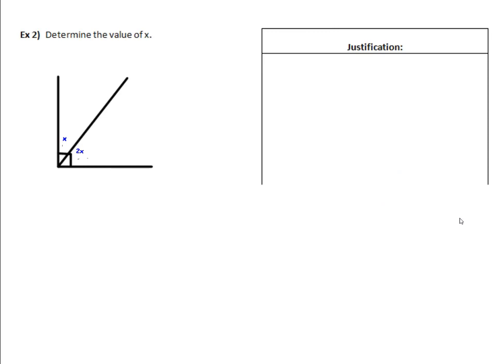Next example, determine the value of x. This looks tricky, but remember, if we're using our CAT, because it's a corner here, it's just x is our first angle, right? Plus 2x, which is our second angle, and it's going to equal 90, right? We can solve this. We just collect like terms and solve for x. You guys have done this before. X plus 2x is just 3x equals 90. Okay, now we have to get rid of the 3. To get rid of the 3, we have to divide both sides by 3, and we'll get x equals 30. Done. Remember, cat's in the corner.